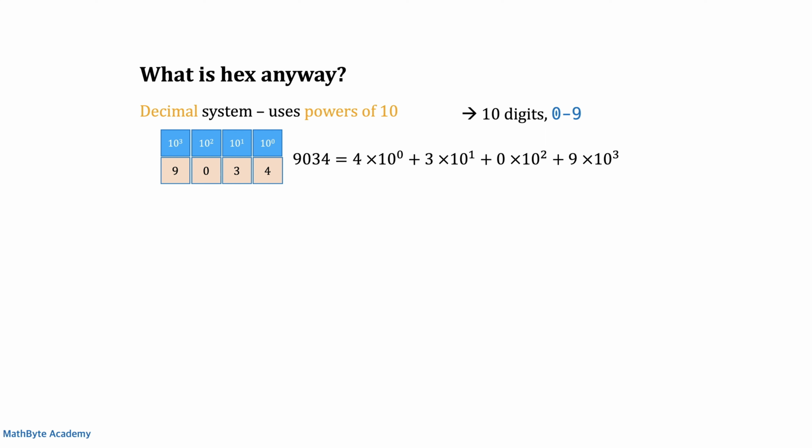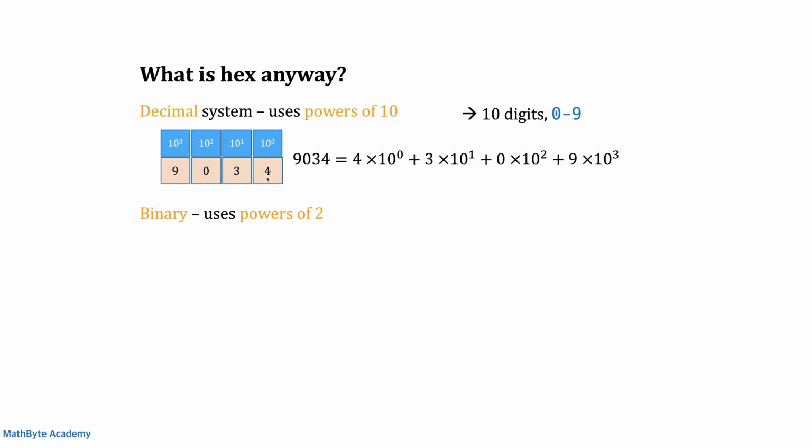So if we have 9034, then starting from the right-hand side, we have 4 times 10 to the 0, which is 4, plus 3 times 10, which is 30, plus 0 times 100, plus 9 times 1,000. That's 9034. That's how our decimal system works, and we're so used to it that we don't think about the fact that it's really broken down this way.